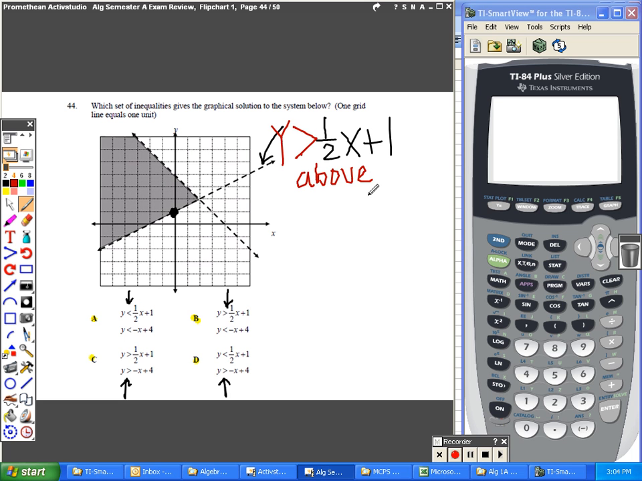Now let's cross out some answers that are wrong. Oh, that one could be right. That one's wrong because it says less than. That one could be right. That one's wrong because it says less than. Okay, now let's do the other line.